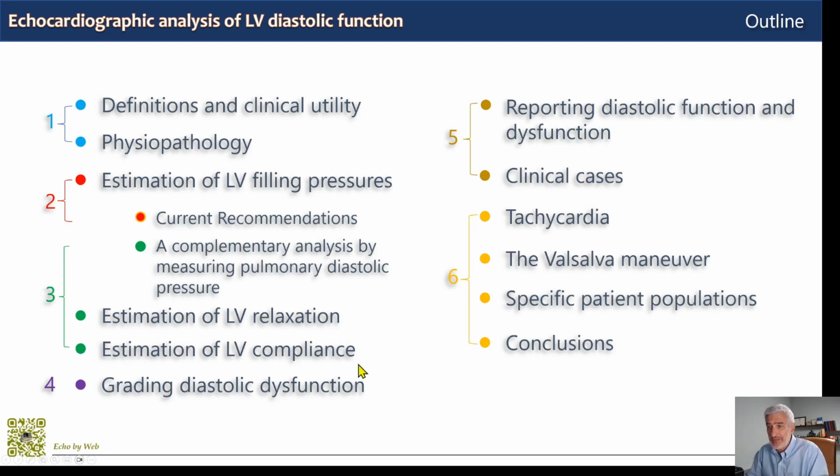The fourth video will be all about how to grade diastolic dysfunction with echocardiography. The fifth video will be on how to report diastolic function and dysfunction with echocardiography, and we will see a series of clinical cases. In the sixth video, we will address the problem of sinus tachycardia and how to solve it, so as to perform the analysis also with a fast heart rate. Then we will look at how and why to perform the Valsalva maneuver. We will look at specific patient populations and see the conclusions.